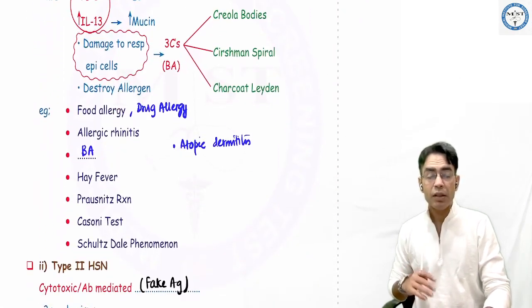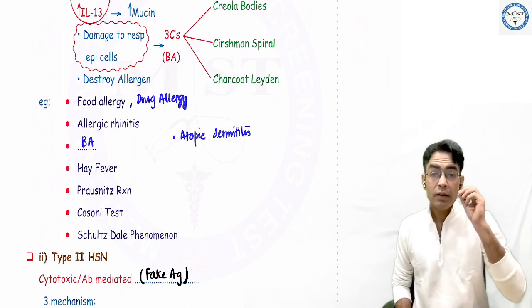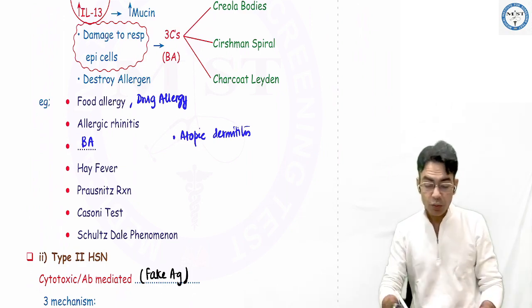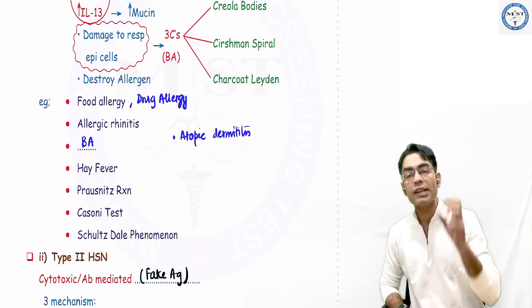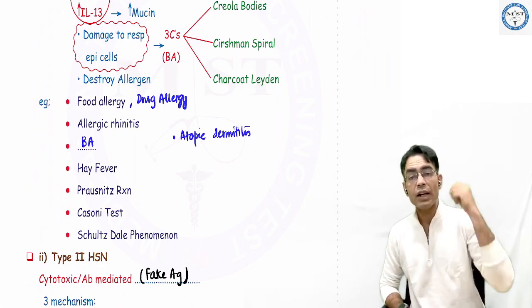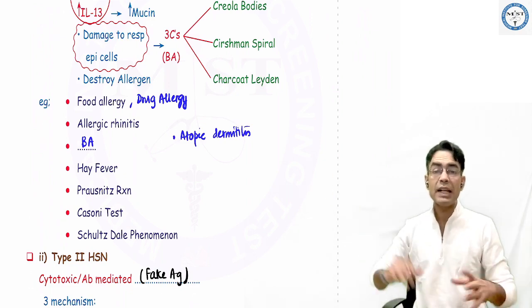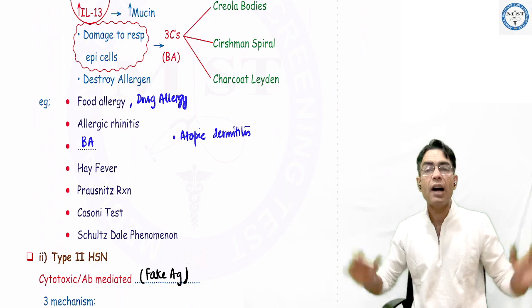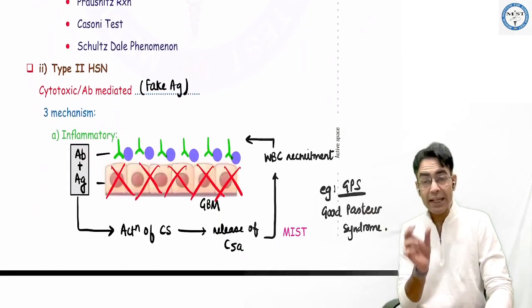What are the examples? बेटा सारे allergic example है इसके अंदर. Important क्या है? Always remember these four, क्योंकि इनको explain नहीं किया ना, इनको सिर्फ याद करना है. Hay fever, Prausnitz-Küstner, Casoni, Schultz-Dale, they all are type 1. बाकी कोई भी allergy, food allergy, drug allergy, allergic rhinitis, allergic sinusitis, atopic dermatitis, bronchial asthma, all these are your type 1.